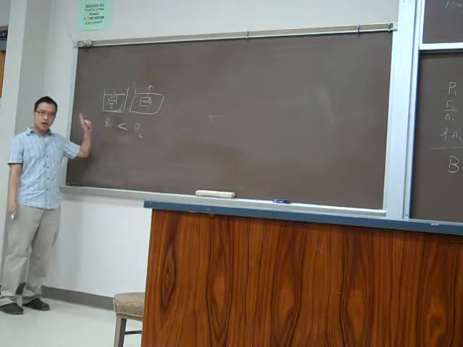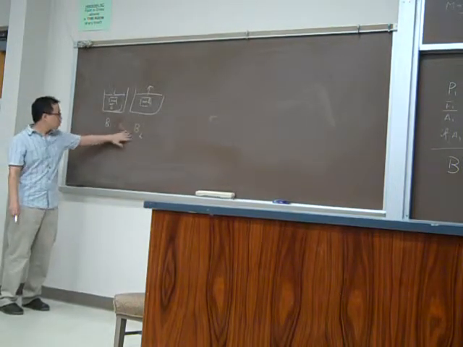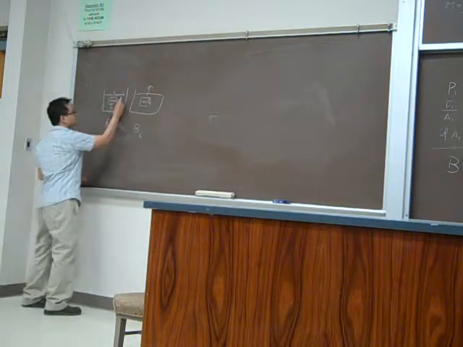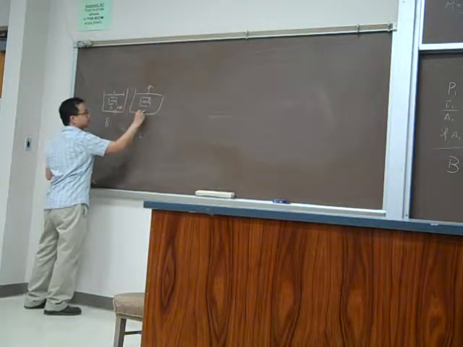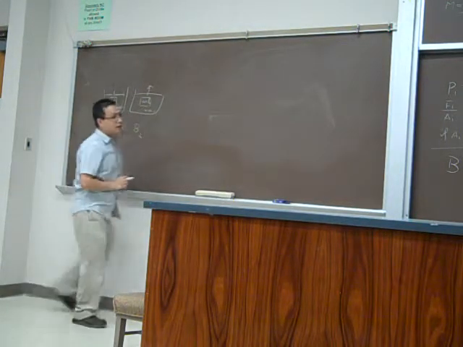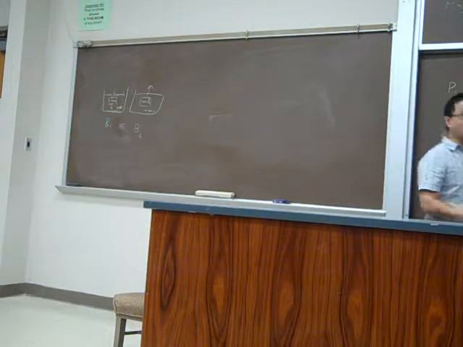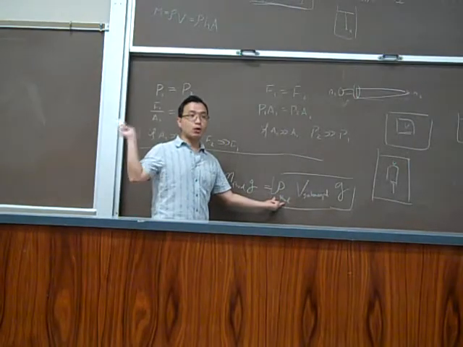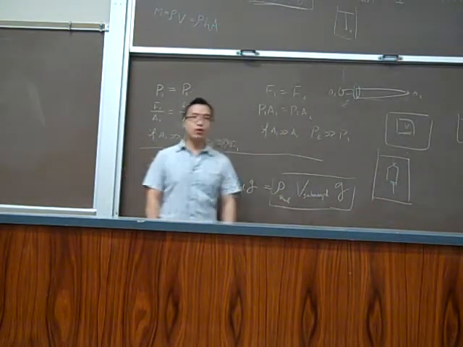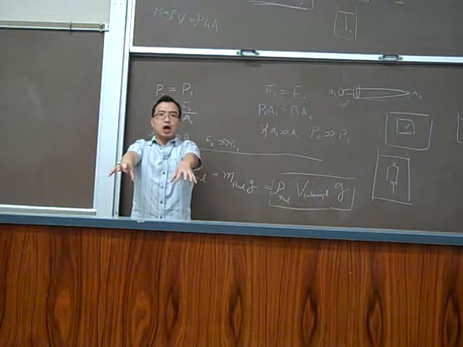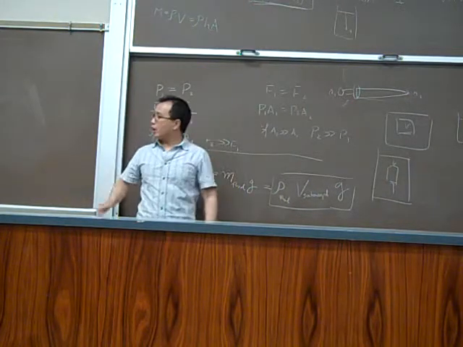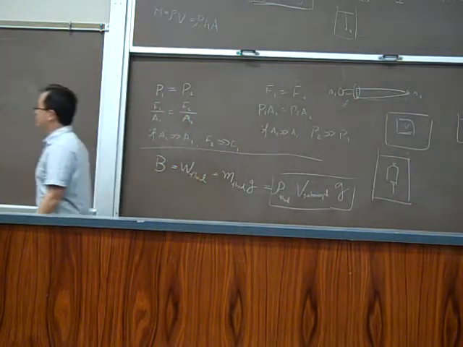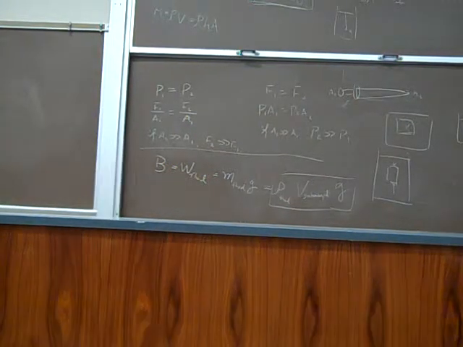In fact, the right answer: what's the relationship between the buoyant force B1 and B2? They're equal, right? If you look at how to calculate the buoyant force, you will know why they are equal. The fluid is water for both, so the density is the same. If you put both inside the water and release them, they have the same volume submerged, so this is the same. And g is a constant. So the buoyant force B1 equals B2.